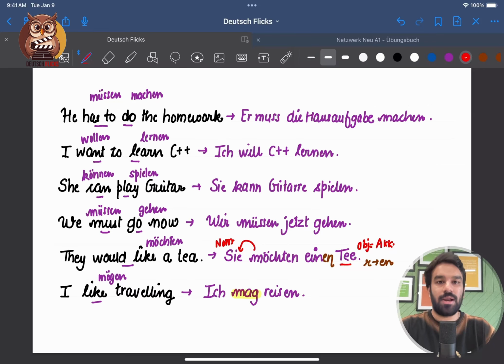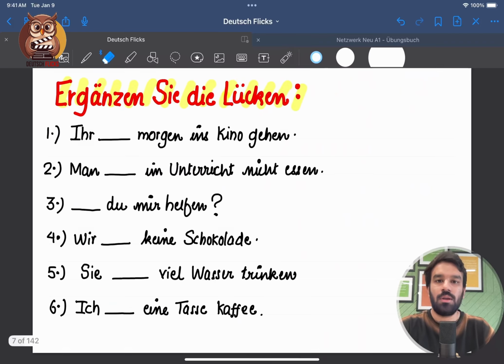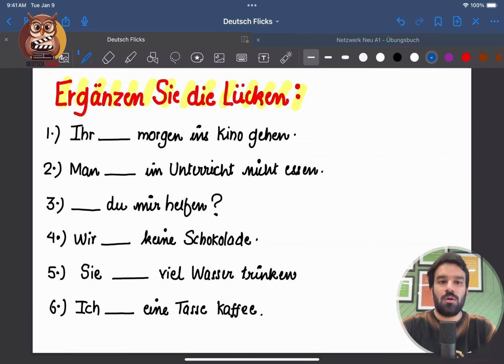And there's one more exercise which you have to solve. Ergänzen Sie die Lücken. You have to fill in the blanks with the correct modal verb. There are only 6 questions and we'll discuss this exercise in 5 seconds. Okay, Nummer 1, ihr Lücke morgen ins Kino gehen. So ins Kino gehen means going to cinema. So we'll say, you want to go to cinema tomorrow. Ihr wollt.